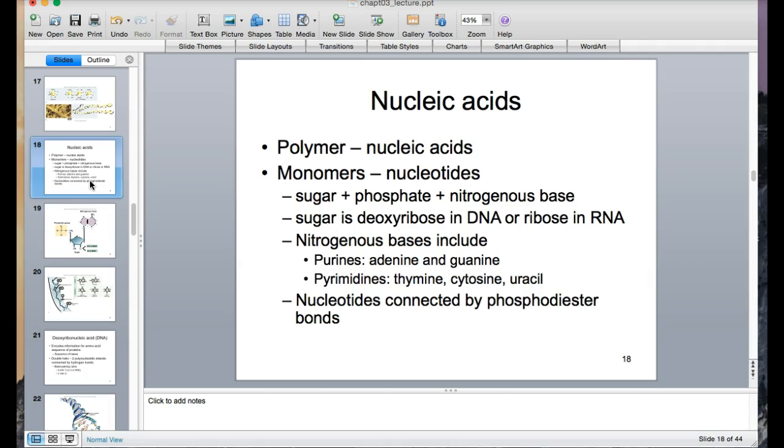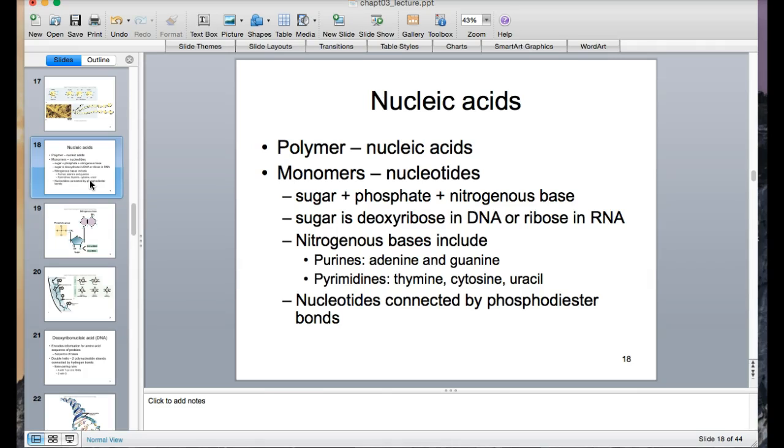The sugar in DNA is deoxyribose. In RNA, that sugar is ribose. These sugars are monosaccharide sugars. They are 5-carbon sugars that we call pentose sugars. And then, of course, you have the nitrogenous bases, along with that functional group, a phosphate.